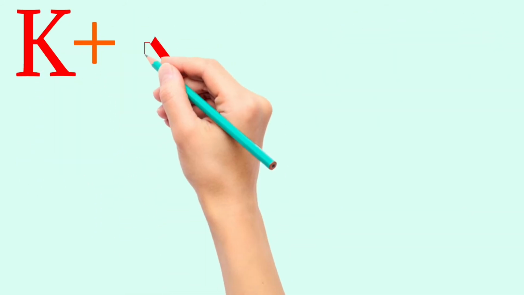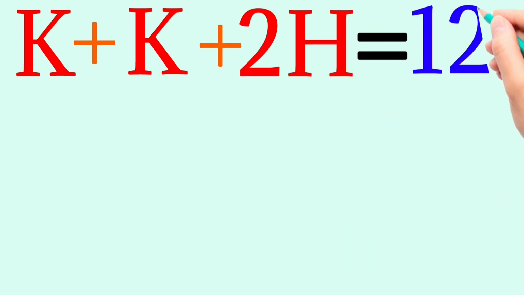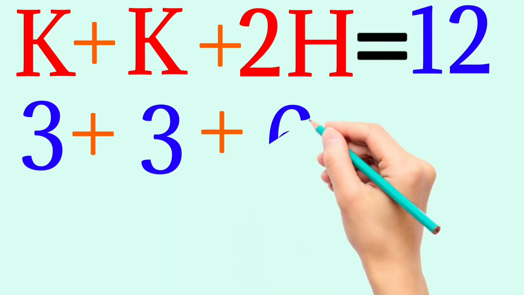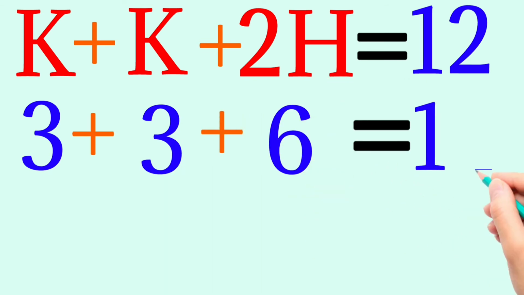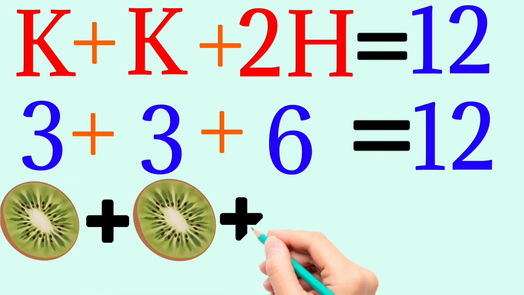K plus K plus 2H is equal to 12. K we have is 3 plus 2H we have is 6 is equal to 12. So 3 plus 3 is 6, and 6 plus 6 is 12. That means our statement is correct.